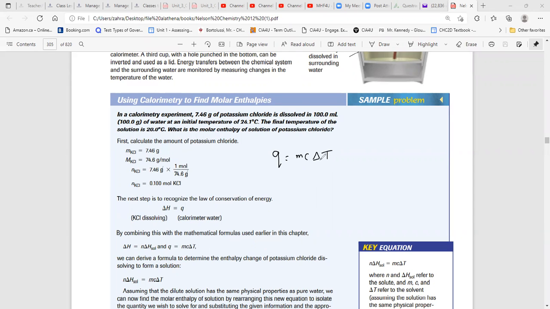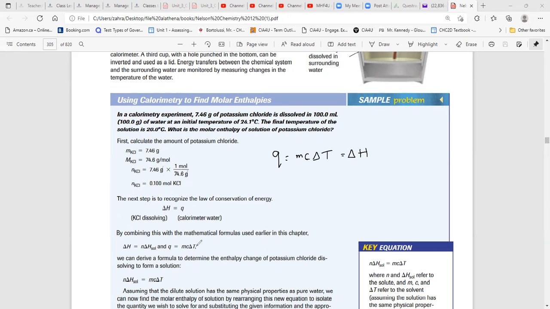What is happening here? The energy absorbed by water will be the same as the energy released. The delta H is the energy released by what? By your solute, which is potassium chloride, right? So Q is delta H. As it's dissolving, the heat released by that is the heat absorbed by water.